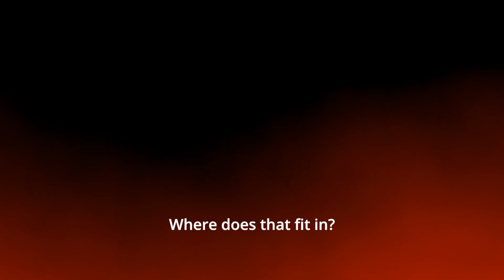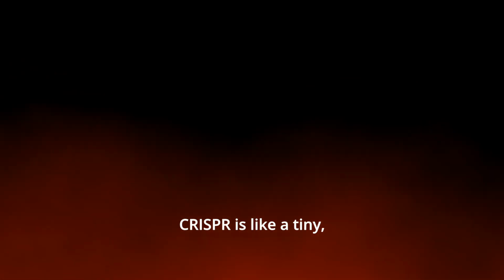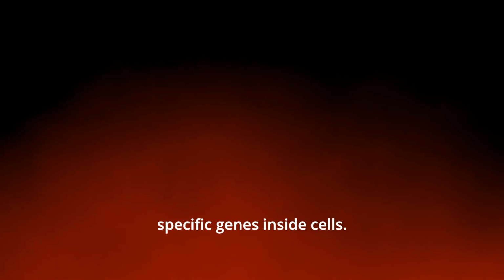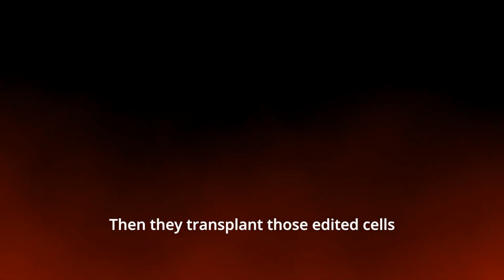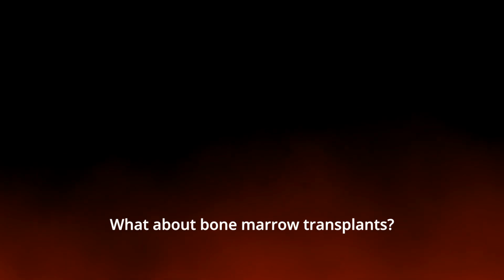And you mentioned CRISPR technology earlier. That sounds like something from a sci-fi movie. Where does that fit in? CRISPR is like a tiny, precise pair of scissors that can edit specific genes inside cells. It's revolutionary. With SCD, researchers are trying to use CRISPR to actually fix the gene in a patient's blood stem cells. Then they transplant those edited cells back into the patient, where they could hopefully start producing healthy red blood cells. So it's like editing the body's instruction manual. Yeah, that's mind-blowing.